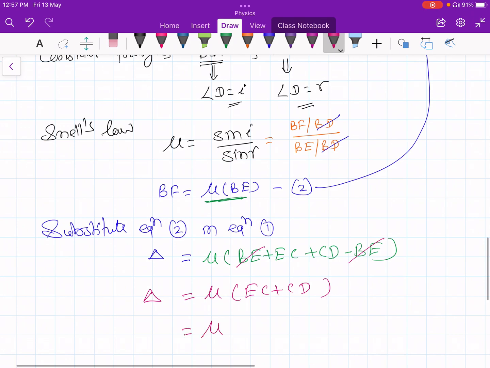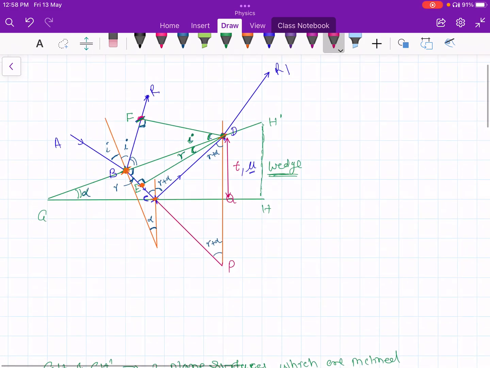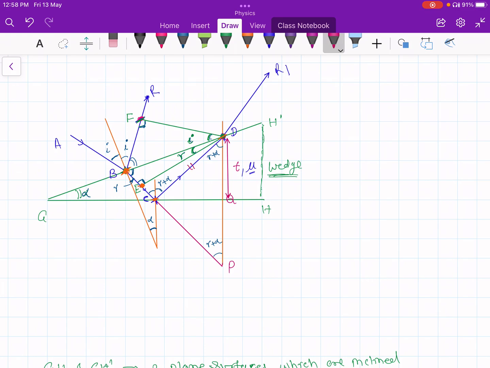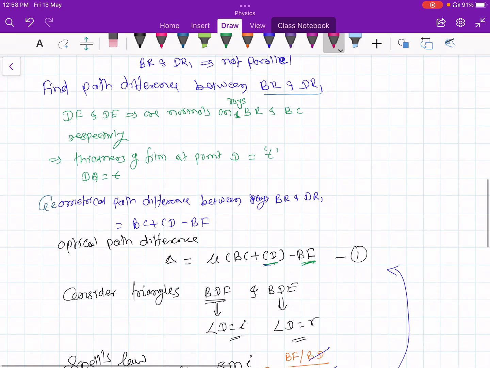But this is mu times EC plus CP, since CD is equal to CP. This value of CD is equal to CP, as you can see in the diagram. This CD is equal to CP. This is equal to this, that is DQ equals to QP. So this is also equal to t, and the angle is r plus alpha. This is also r plus alpha. So CD equals CP as per the diagram.